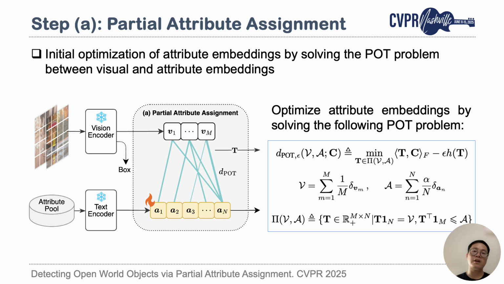In the first step of partial attribute assignment, we conduct the initial optimization of attribute embeddings by solving the POT problem between visual and attribute embeddings, both coming from a frozen pre-trained vision language model. The solved POT plan T is to be used in the second step.